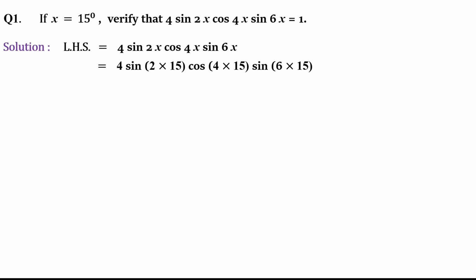So sine along with that angle is complete. Sine is connected with 2x, and then cos, and that angle connected to cos is 4x, and one more sine we have, it is connected with 6x. 6x is the angle. So now we are substituting the value of x as 15. So we have 4 sine 2 into 15, cos 4 into 15, sine 6 into 15, all are getting multiplied. Next step we have 4 sine 30, cos 60, sine 90.